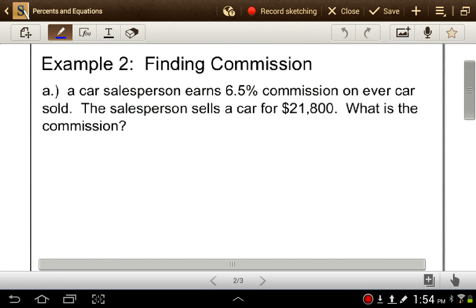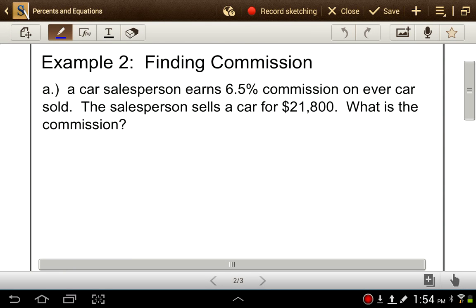In example 2 here, finding commission. Commission, guys, is what you get paid if you work at a sales job. They might pay you in commission, which means a portion of your sales gets paid back to you. And that encourages people to sell more and be proactive about it, because the more they sell, the more money they make. So realtors and car salesmen are usually paid on commission. It's just a way to encourage people to go out there and sell the product.